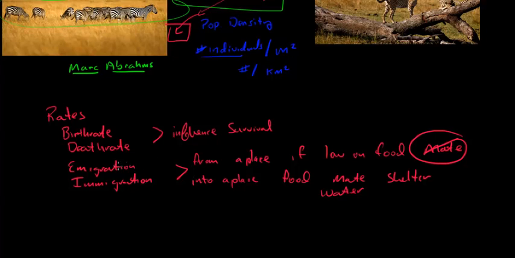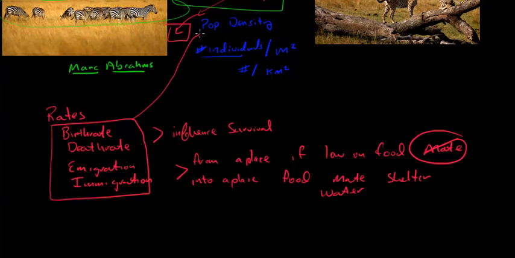So the same reasons humans emigrate and immigrate: to find jobs, to find work, to find a livelihood. So these are the four things that will affect the population density.